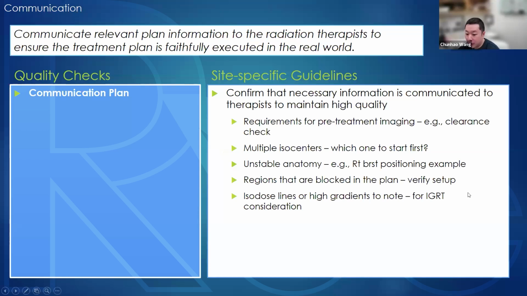5, isodose lines or high gradients to note. This is for IGRT consideration. For critical OAR sparing, if this is a non-SBRT case, no physician, no physicist will check on a daily basis, so it will rely on the therapist to implement an accurate IGRT. So one good experience we have is that we can convert a certain isodose line into a structure, and ask the therapist to use this isodose line based structure to match the critical OARs, to prioritize the OAR sparing in some tough cases.